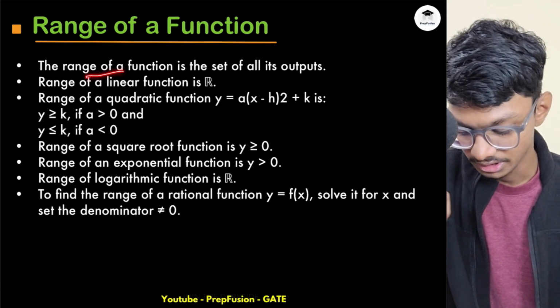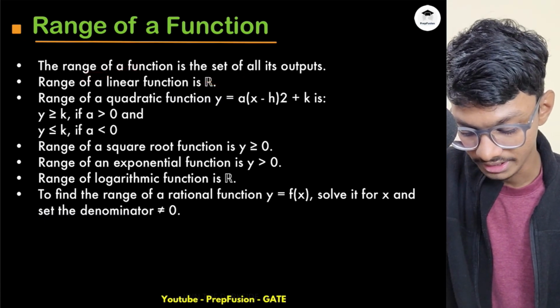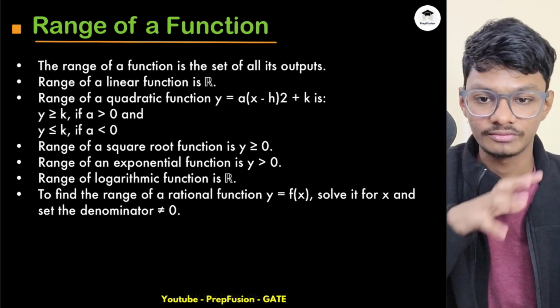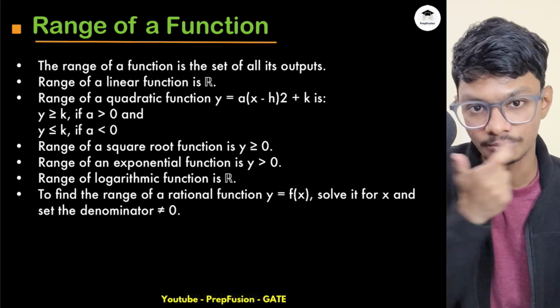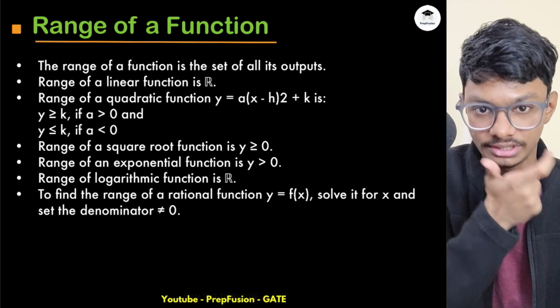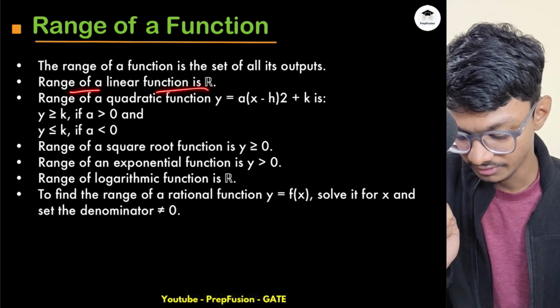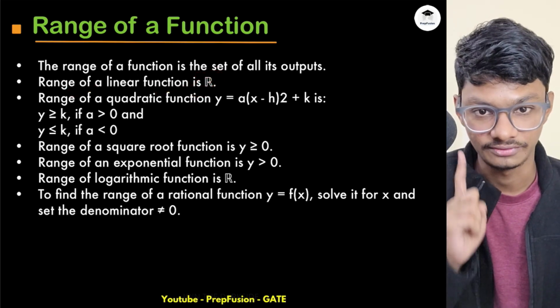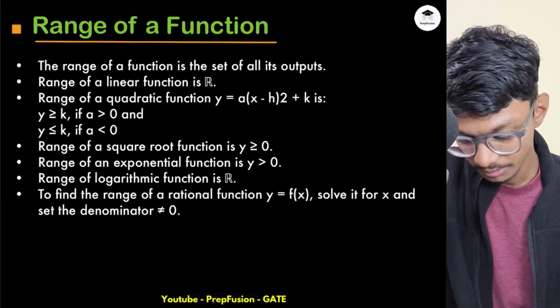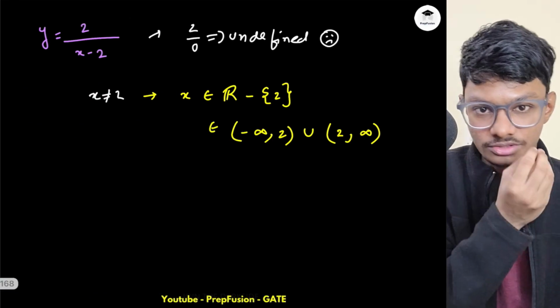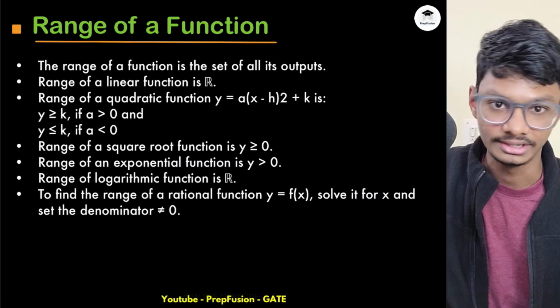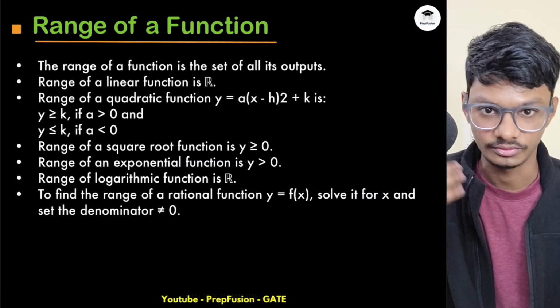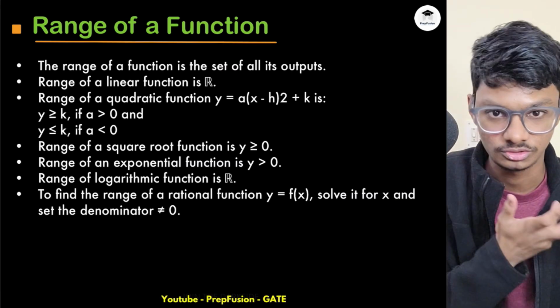Now what is the range? The range of a function is the set of all its outputs. Basically, whatever output I'm getting, that is the range, for particular inputs which are in the domain. The range of a linear function is R. Basically, for any linear function, it will be any real number: y equals x, y equals 3x plus 1, y equals 2x plus 1, anything.